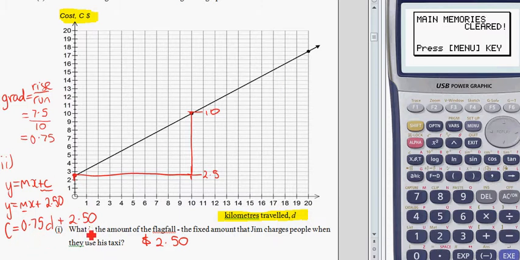So just making sure we understand, for each kilometre we're charging an extra 75 cents, or 0.75 of a dollar, per kilometre travelled, plus the standard fixed $2.50.